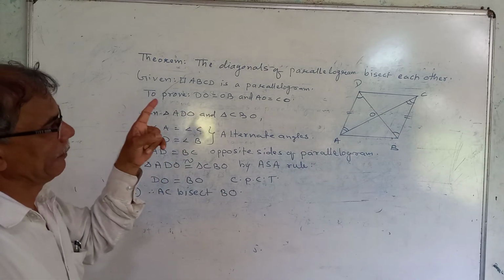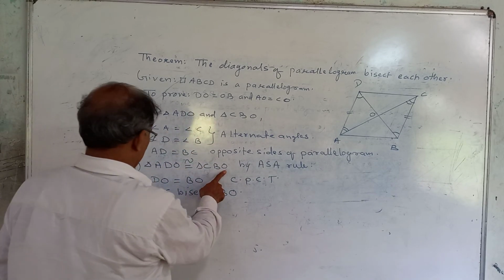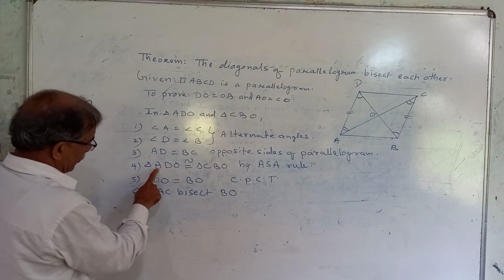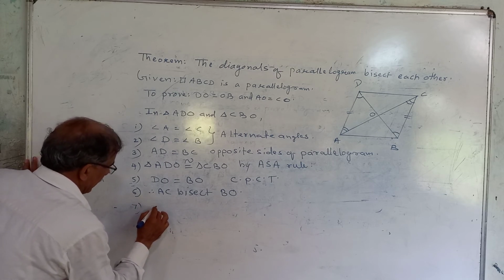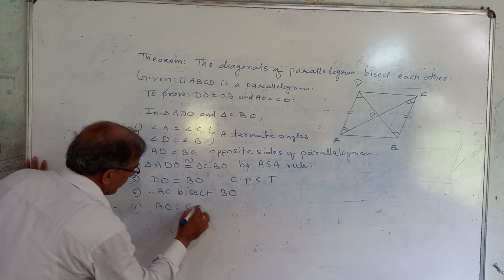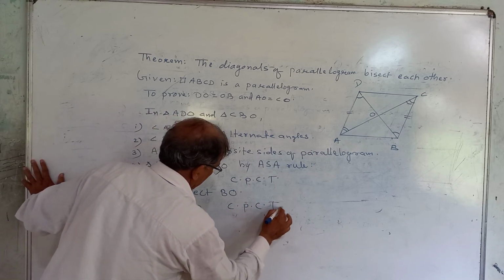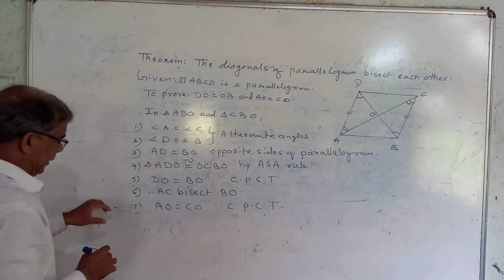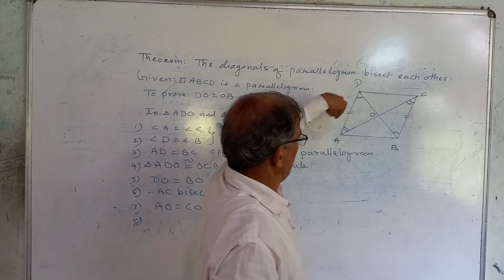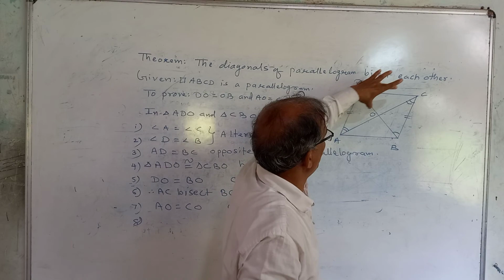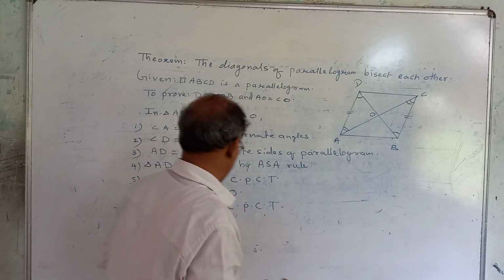Again, if these two triangles are congruent, we can write AO is equal to CO. AO corresponding to what? CO. AO is equal to CO. Reason what? Again, corresponding parts of congruent triangles. And therefore, now this AO and OC, that full AC is divided into AO and OC by whom? By DB.